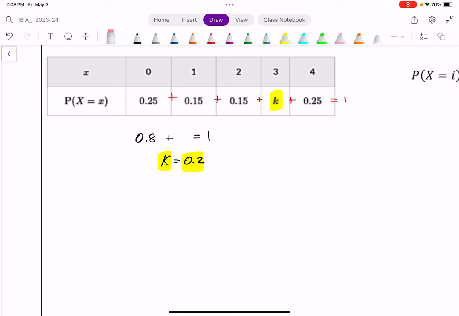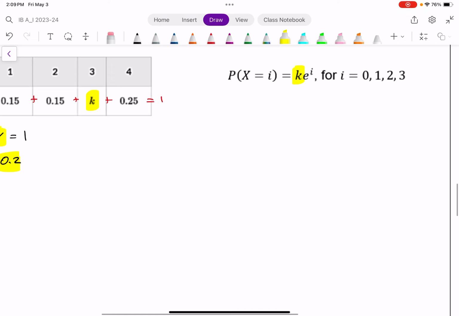It's a weird looking k. Let's make it less x-like. There we go. All right. Let me do something similar for this one before I get to the other part of the question. Here, I have a probability distribution given with an equation, where it's k times e to the power of i, where i can be either 0, 1, 2, or 3.